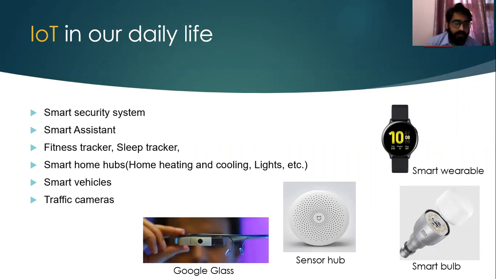Then we have another product, smart home hubs, like a smart bulb, smart AC, smart TV. Then we have a smart fan also. Nowadays you can control everything with the help of your phone. Over a phone you can easily turn it on, turn it off. Even if you want to configure it according to your requirements, you can easily configure it. So all those facilities and features exist just because of IoT.